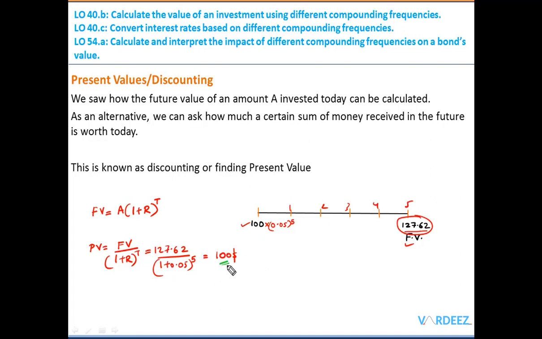All right, so this is my final answer. $100 is worth 127.62 in the future, and today it is worth $100. Now there is one thing that I want you to note here: this amount that we see here, I can replace with present value, right?